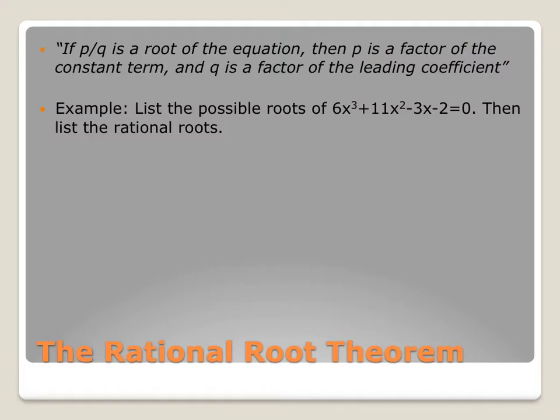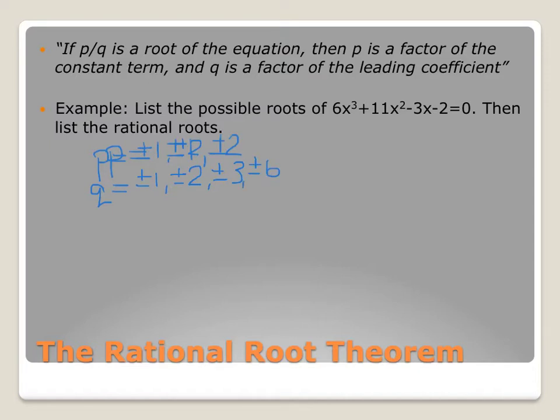Let's start off by first listing our p, our factors of p, which is the constant term. Here in our polynomial, the constant term would be 2, so we want to see what goes into 2. That would be positive and negative 1, and positive and negative 2. Our factors of q, which is our leading coefficient, here would be 6, so we want to list the factors of 6. Positive and negative 1 goes into 6, positive and negative 2, positive and negative 3, and positive and negative 6.